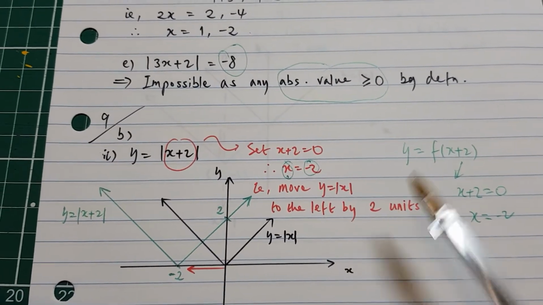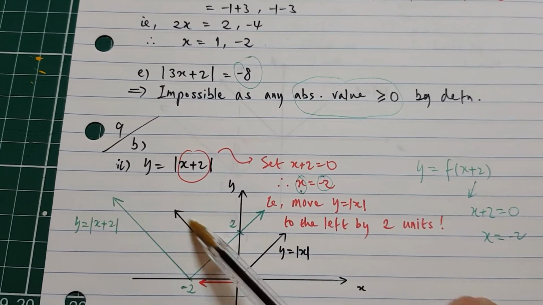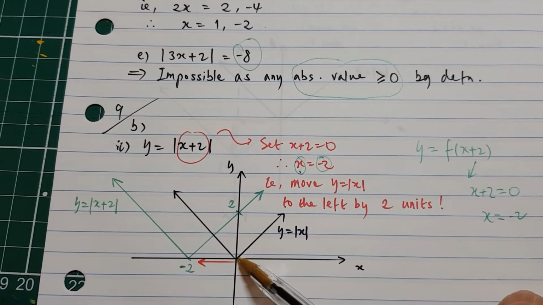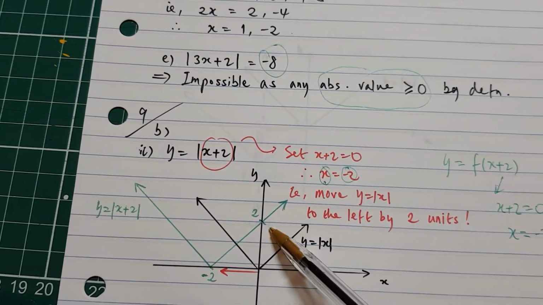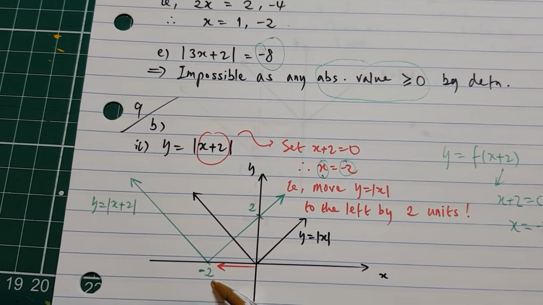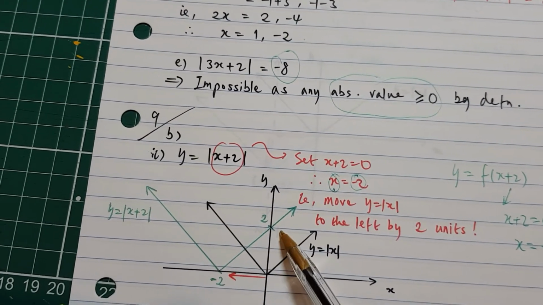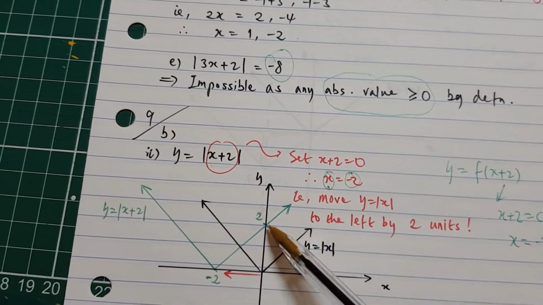So hence, draw the original y equals absolute x, which is the perfect V shape touching the origin. And now you move that one by 2 units to the left. So then you get that. Then you'll see that the x-intercept is now -2 and the y-intercept is 2. Again, to get the y-intercept, you put x equals 0. That's going to be the absolute value of 2, which is 2.